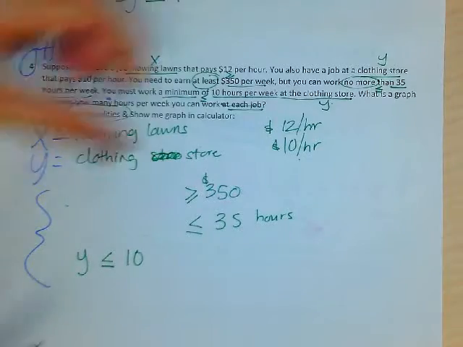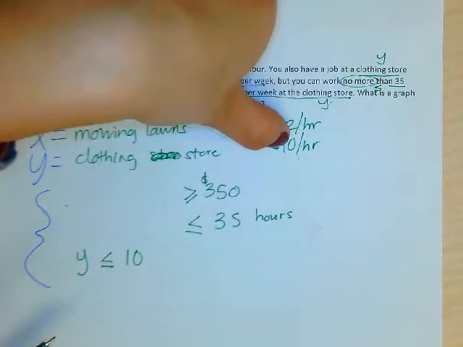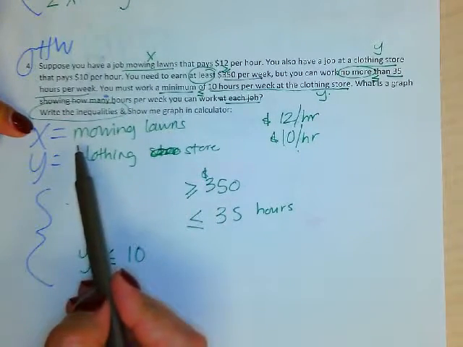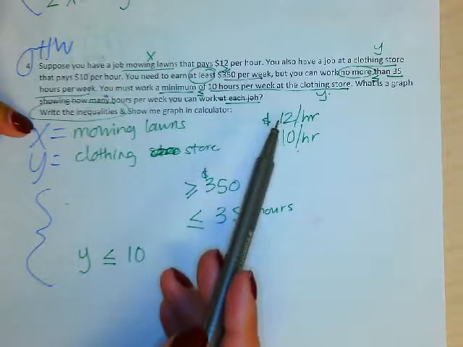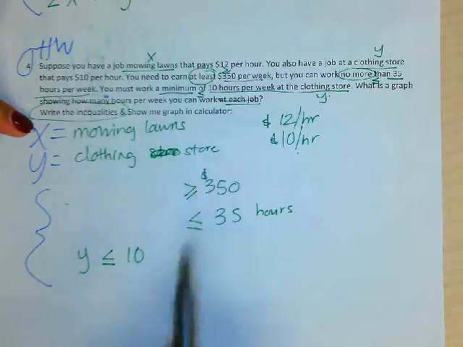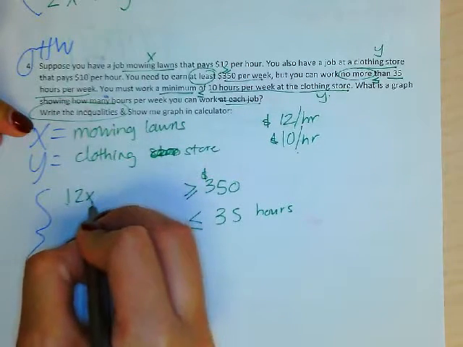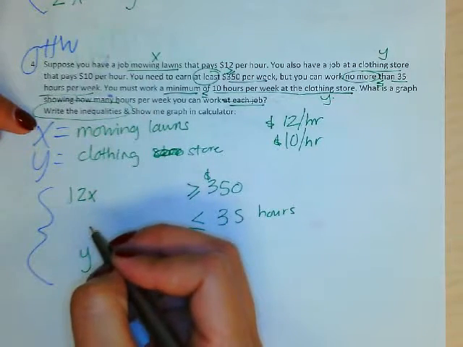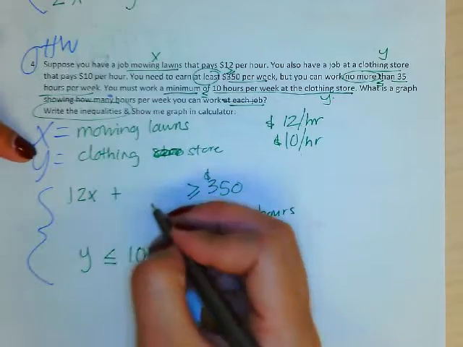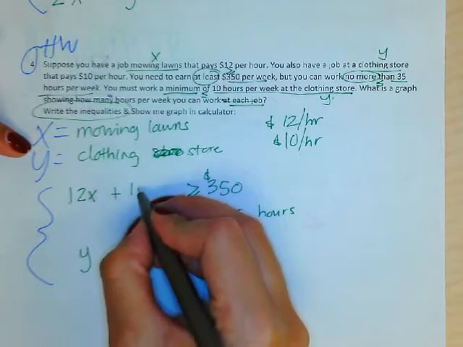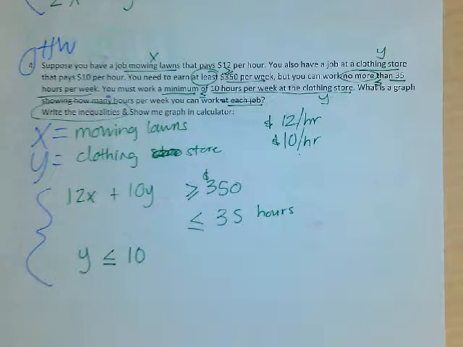When they're talking about money, I'm going to have to use the $12 an hour and the $10 an hour. So for the mowing of the lawns, if I want to know how much I'm going to get paid in total for that week, I have to multiply the $12 per hour times the number of hours at this job, at the mowing of the lawn. So that would be $12 times X. Whatever hours in the mowing of the lawns times the 12 will give me the amount of money I earn at that job. For the clothing store job, I'm going to have to do the same. $10 an hour times Y, or times the number of hours in the clothing store, will give me the amount of money I earn for both.